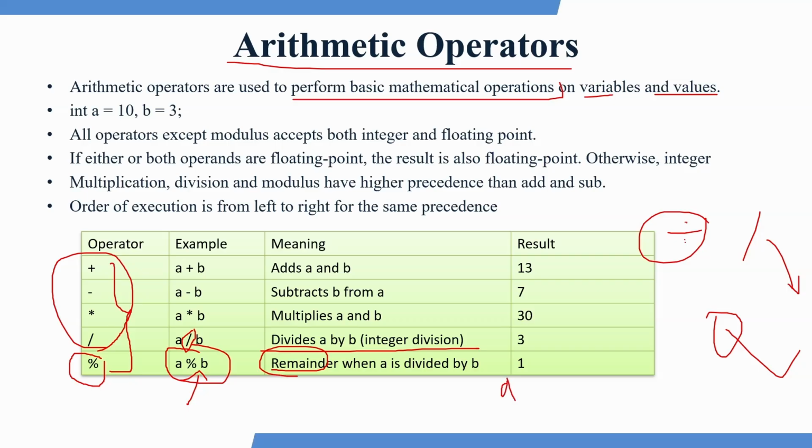This modulo operator will give the remainder. So A divided by B will give the quotient. It will divide the number A by B and then give the result as the quotient. If you use the modulo or percentage symbol between them, it will return the remainder value as your result.